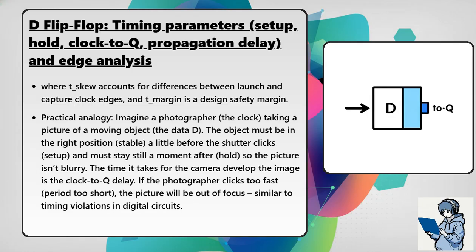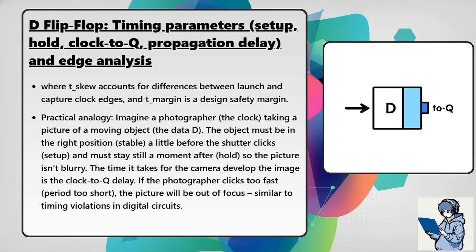Practical analogy. Imagine a photographer, the clock, taking a picture of a moving object. The data D, the object, must be in the right position, stable, a little before the shutter clicks, that's setup, and must stay still a moment after, that's hold, so the picture isn't blurry. The time it takes for the camera to develop the image is the clock-to-Q delay. If the photographer clicks too fast, period too short, the picture will be out of focus, similar to timing violations in digital circuits.